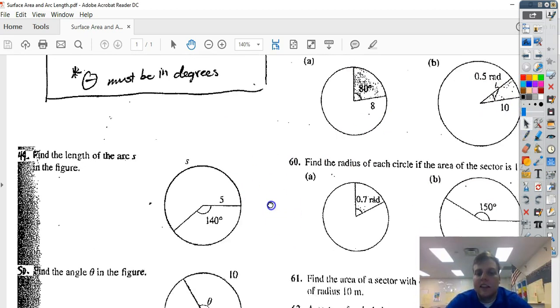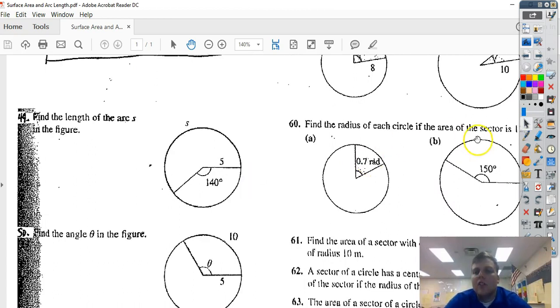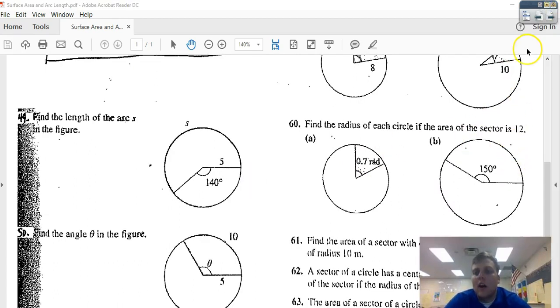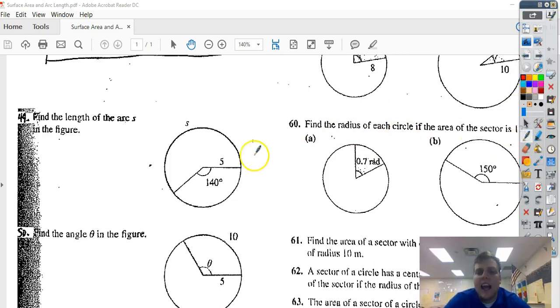Let's try doing 60 together. Find the radius of each circle if the area of the sector is 12. They tell me what A is. A equals 12 for both A and B. They want me to find the radius, so I'm searching for r. But the fact that I know A equals 12, I know I need to use an A equals formula.